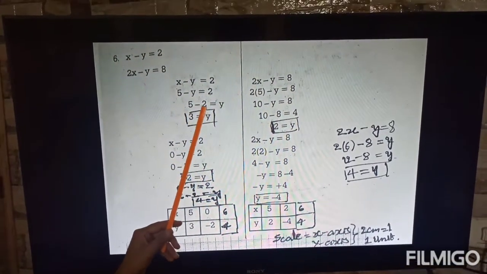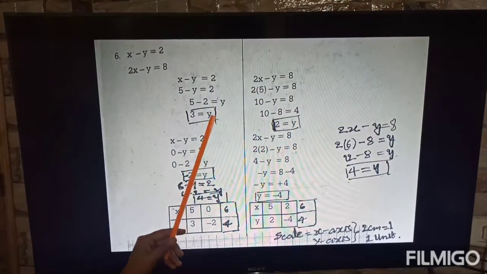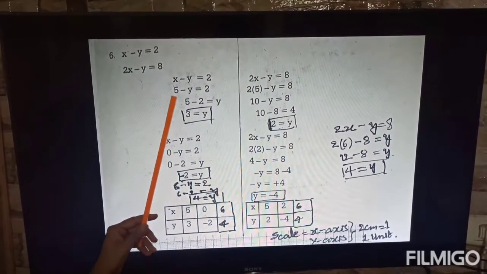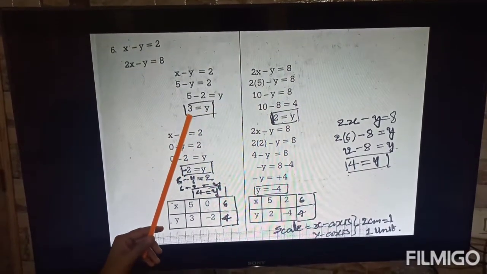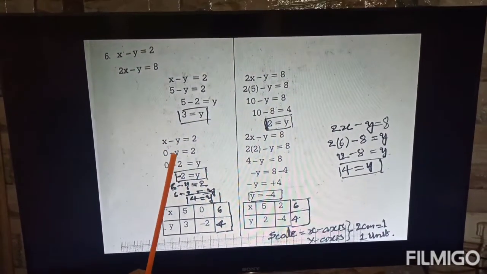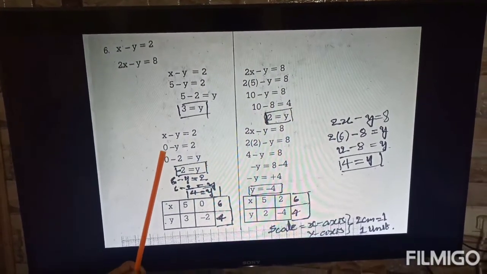Then 5 minus 2 will be 3. y is equal to 3. Okay. We replaced x by 5, we got the y value 3. Next, again x replaced by 0.